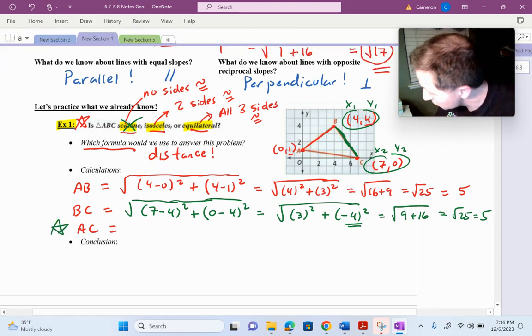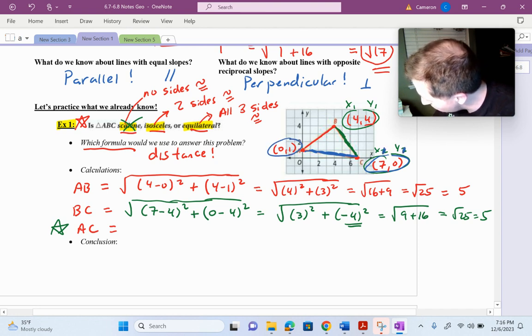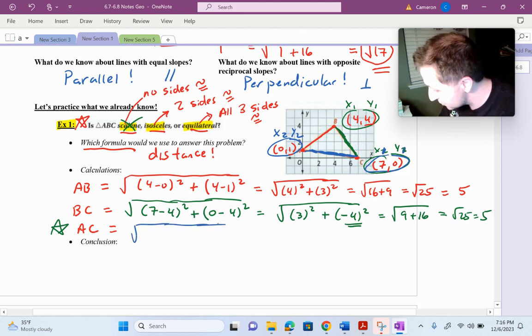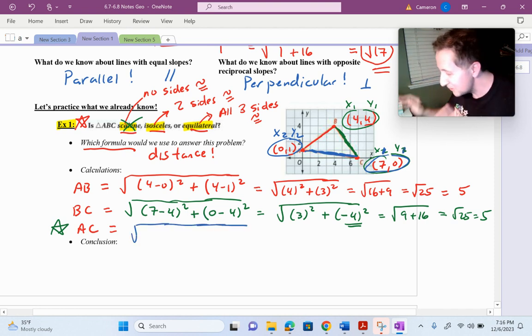So I'll do this one in blue. I'm going to calculate AC. Last one. So now this will be one ordered pair I'm using. This will be the other. Let's now make this our x1, y1. Let's make this our x2, y2. Last time, I promise for this problem, it's the last time we have to use the distance formula. It's not our favorite, I know.